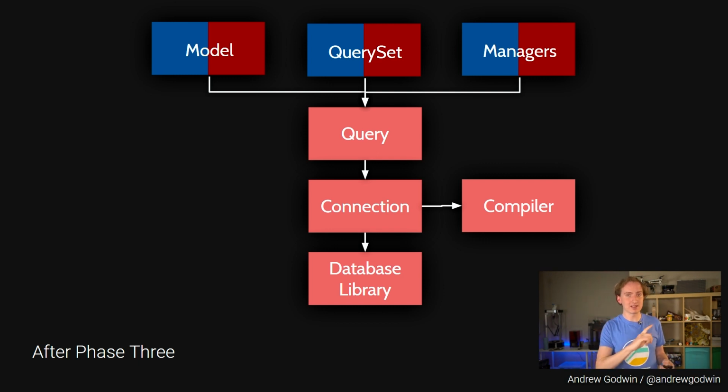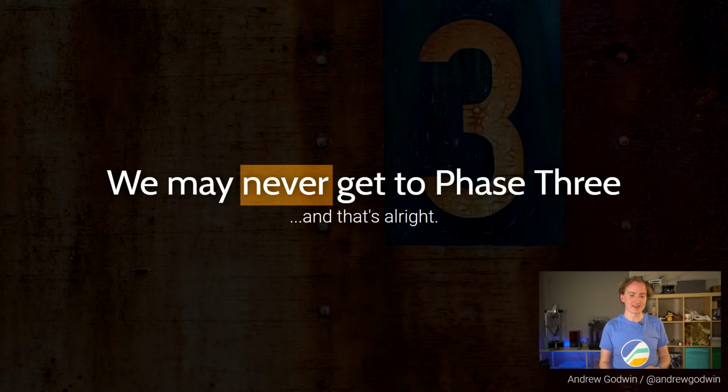Now, there is a big asterisk on this one. The very bottom of this diagram, right there, is not controlled by Django. The database libraries are third party. And we have to make sure there are good enough, mature enough third-party database libraries we can write against to make this work. That's one of the reasons we know we're never going to be able to drop threaded support entirely. In fact, in many ways, we may never get to phase 3, and that's perfectly okay.